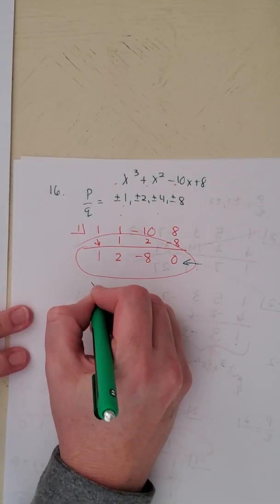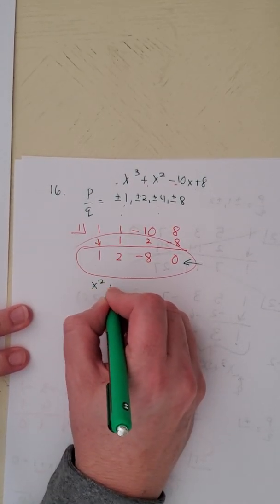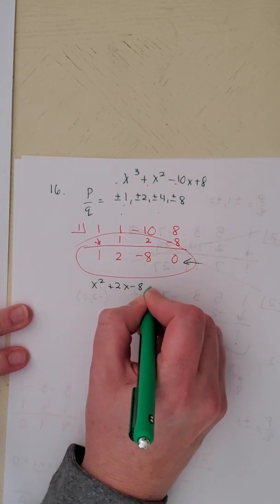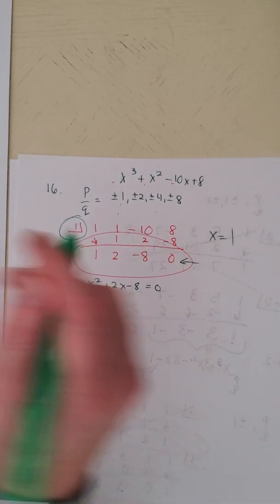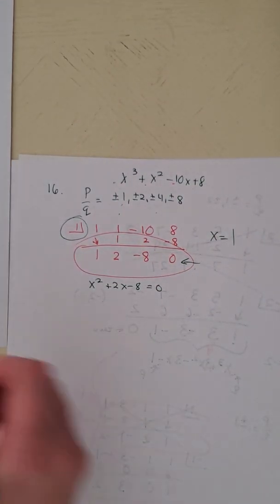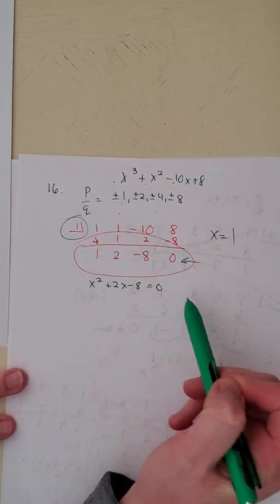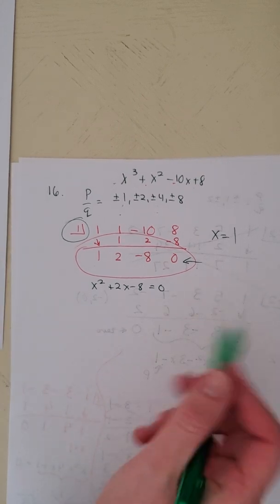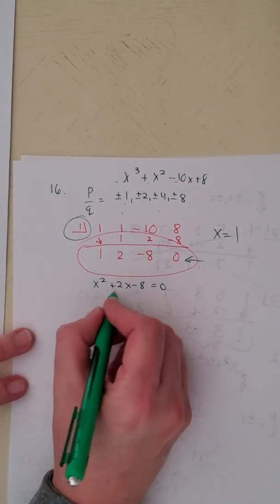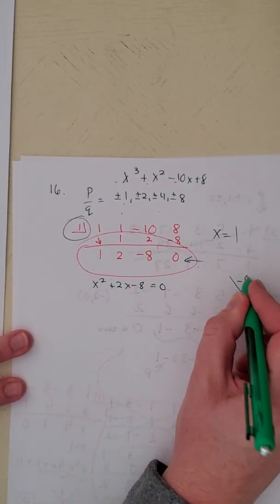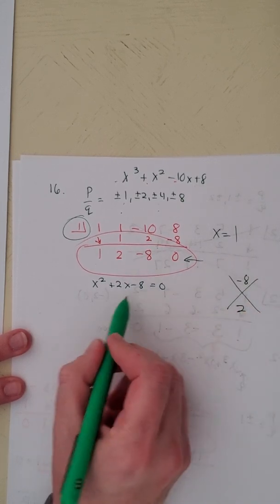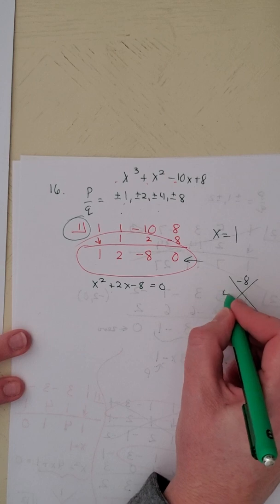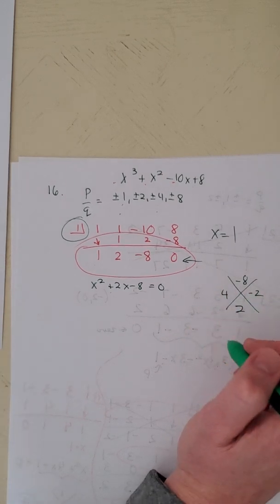So this is x squared plus 2x minus 8 equals 0. And one of my roots is x equals 1. Now you could use the remainder theorem again with synthetic division. I'm going to just factor this, if it does factor. If it doesn't, you have to use something else. So I need something that multiplies to negative 8 and adds to 2.